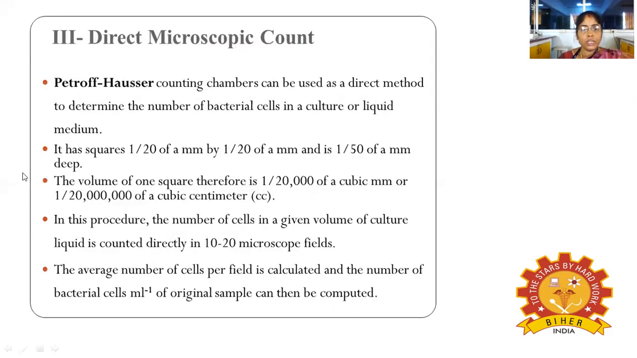So that's how this will have a square of 20. So 20 into 20 into 50 mm. That will give you the number of cells in this case. The average number of cells can be calculated based on the original sample that has been taken, either it's 1 ml or 100 ml or 50 ml or 250 ml that has to be counted.